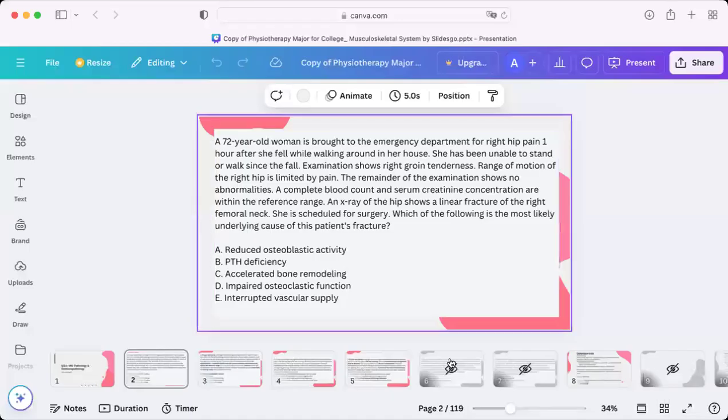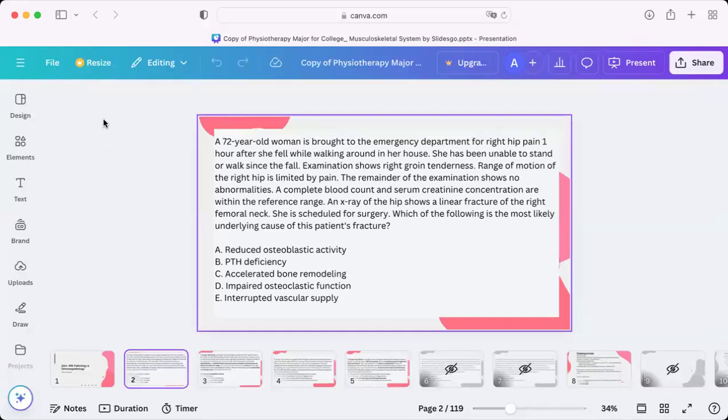And read for everyone. So we have a 72-year-old woman brought to the emergency room for right hip pain 1 hour after she fell while walking around in her house. She has been unable to stand. The screen isn't showing. Oh my God. Okay. Is it showing now? Sometimes Canva doesn't work when I put it in full screen. Yeah, it's working like this. Perfect. Present. So do you guys want to read, or should I go ahead and read for you all?